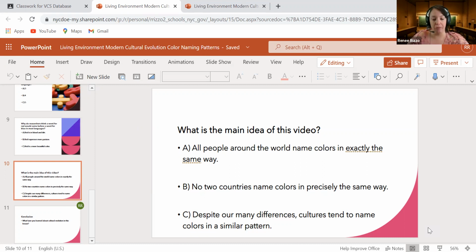A would not be correct because all people do not name colors in exactly the same way. And that was the whole point of this video, right? Is that there are differences. And B would not be correct because it's not true that no two countries name colors in precisely the same way. There are plenty of countries who do subscribe to the same way of naming colors.